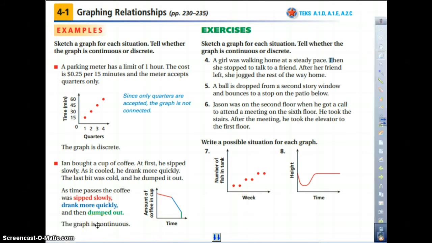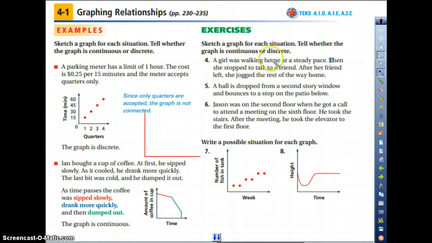So this is on page 280, and I assigned all the evens. So let's just start working some. This one here was graphing relationships. On number 4, it said sketch the graph for each situation. Tell whether the graph is continuous or discrete. Okay, I don't have a lot of white space here. I'll sketch a little graph in this section right here.